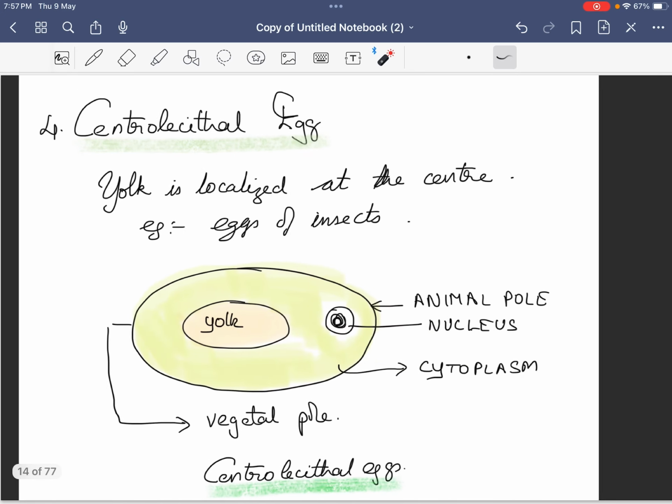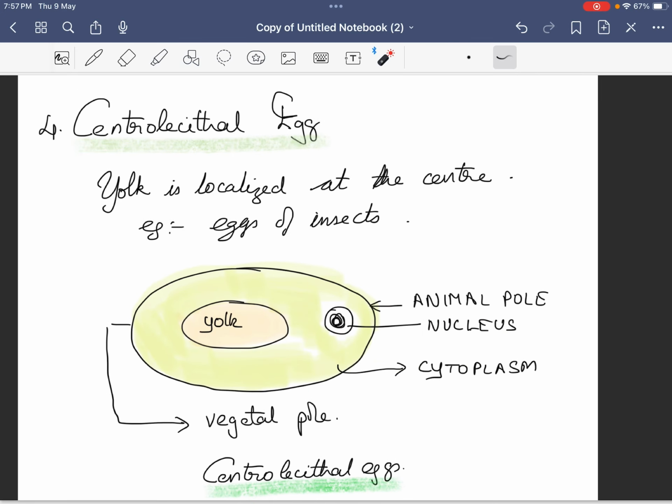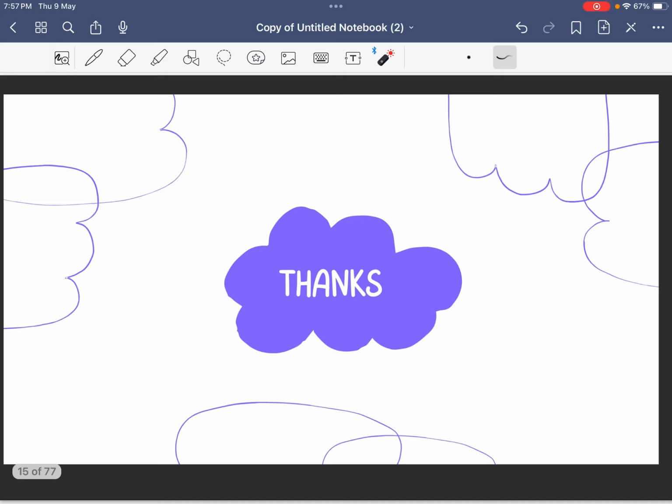We have the fourth category of egg, which you call the centrolecithal egg, where you can see a small nucleus with genetic material, a huge amount of cytoplasm, and exactly at the center the yolk is distributed. It has a fixed position, localized at the center. That is how the name came as centrolecithal, right? So centrolecithal is a unique feature of the eggs of insects. So yes, these were the categories of eggs that we have seen till now.